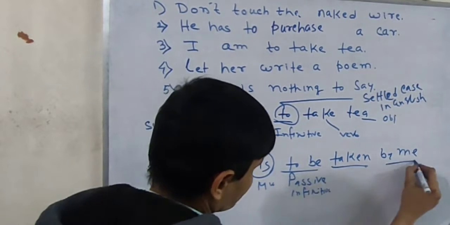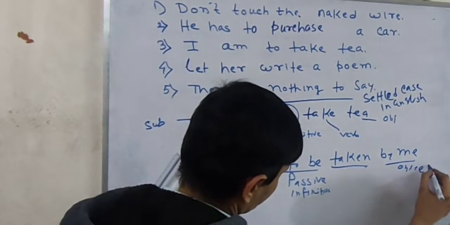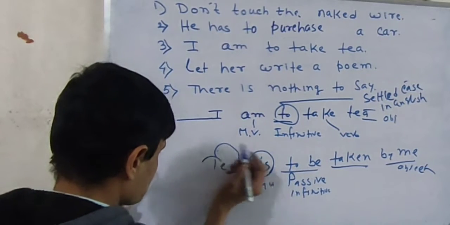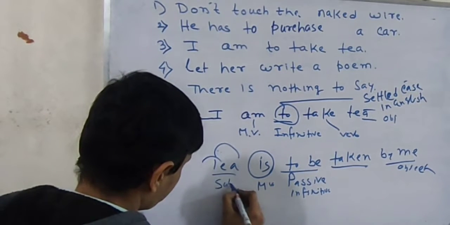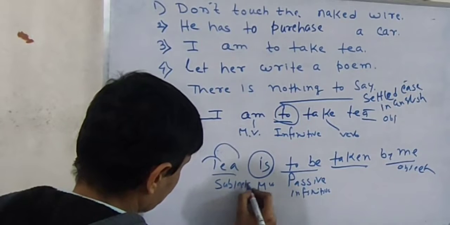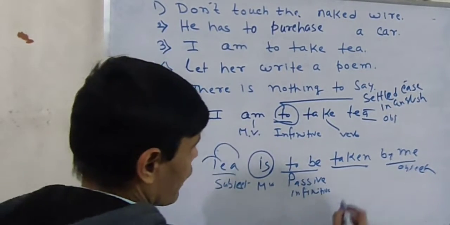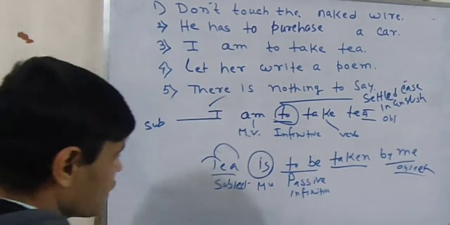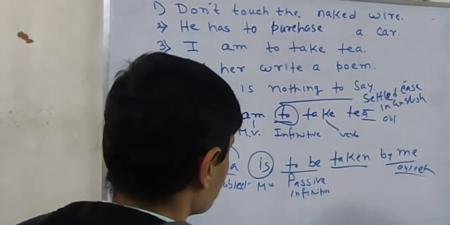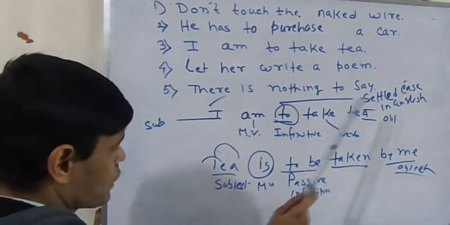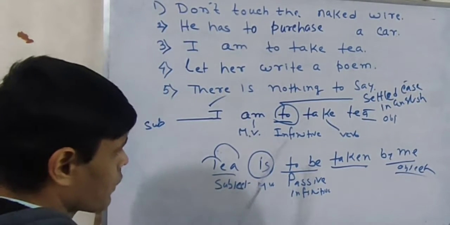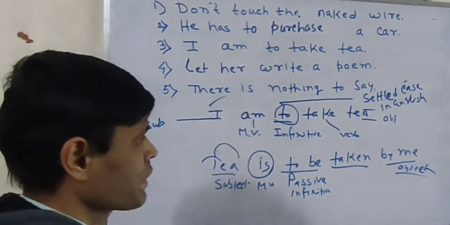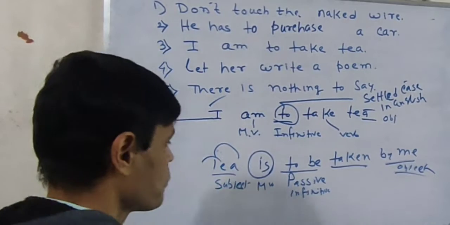There is another verb, there is another object. This object is changed into subject. This is the subject. And this subject is changed into object. So this is the answer. So tea is the object. It will be the subject. Is should be here. As against I we can write am, but against tea is should be written.